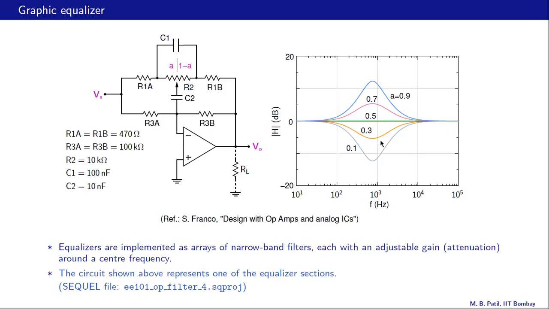When A is smaller than 0.5, these two values here, then the output gets attenuated, and when A is larger than 0.5, these two values here, the output gets amplified. So by changing this wiper position, we can change the frequency response of this circuit very substantially, from this flat response to this band reject filter or towards band pass filter.